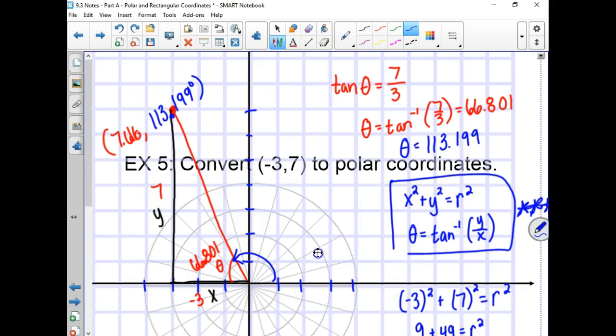To get 113, I know that this line right here is 180 degrees, right? That straight line across. And if this is 66.801, I just subtract it from 180 to find this angle I'm looking for here. Yes? So if we get it in the second and third quadrant, we just flip the sign.